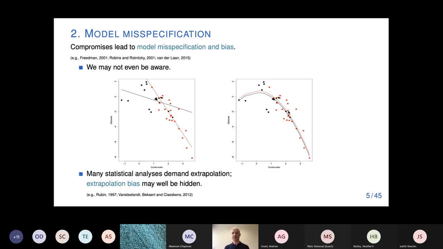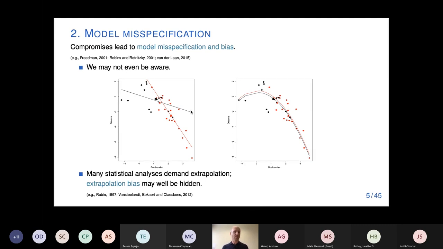In fact, they both fit the data reasonably well, but you can see that they lead to rather drastically different conclusions. On the left-hand side, we would conclude perhaps evidence of a difference between the two treatment groups, whereas on the right-hand side, there's not really an indication of that. And the reason why this happens is really because we are making extrapolation. The red people are mostly sitting on the right, and so we can only guess what's happening for them on the left. And likewise, the black people are mostly on the left, so we can only guess what would happen for them on the right.